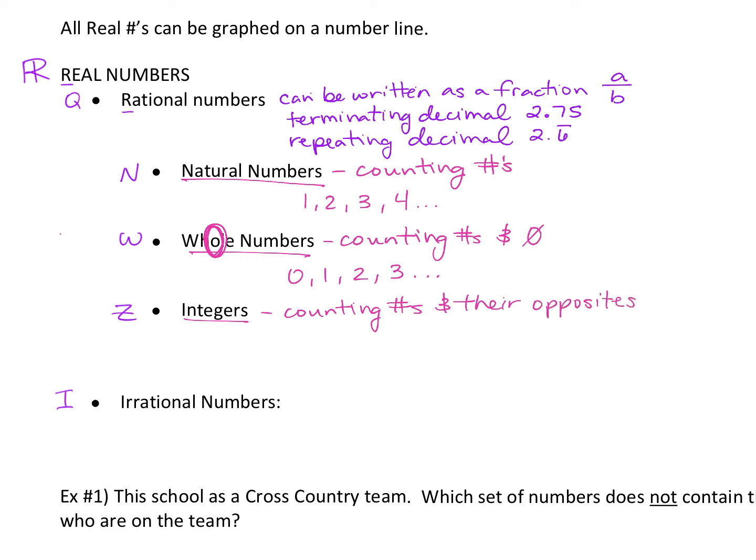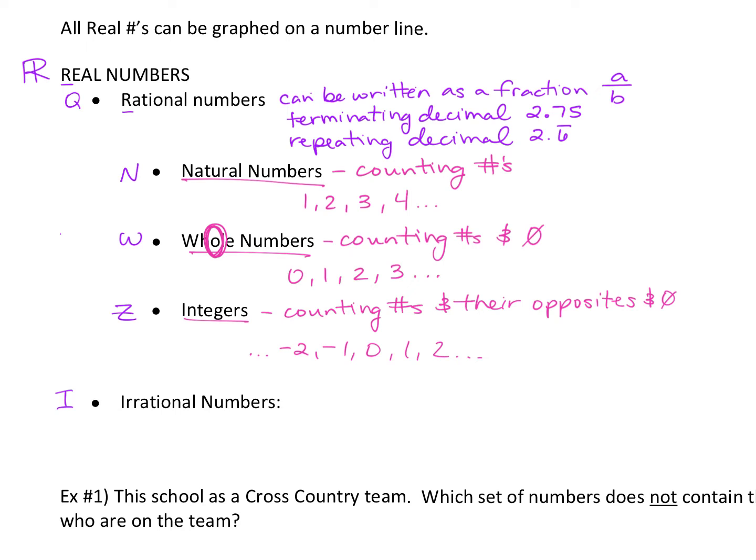So the negative version of it and 0. Okay, so that would be -2, -1, 0, 1, 2, in both directions, right? Keep going in both directions there. Okay, so those all fall under rational.